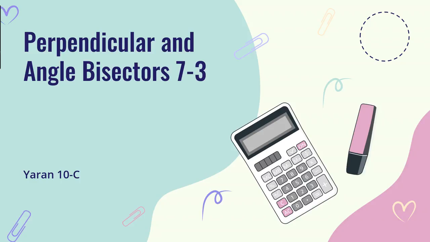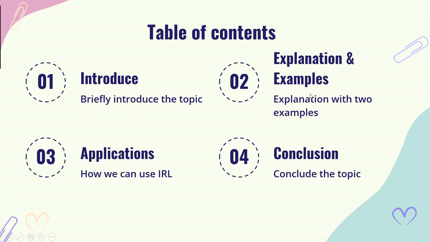Talking about the perpendicular and angle bisectors from section 7.3. First, let's start with our table of contents.